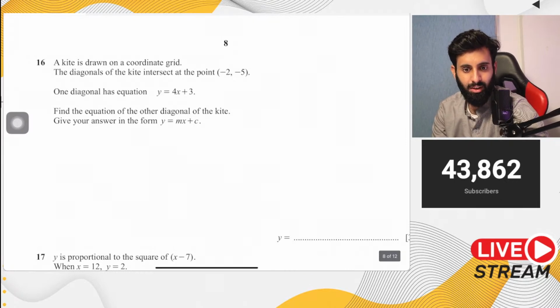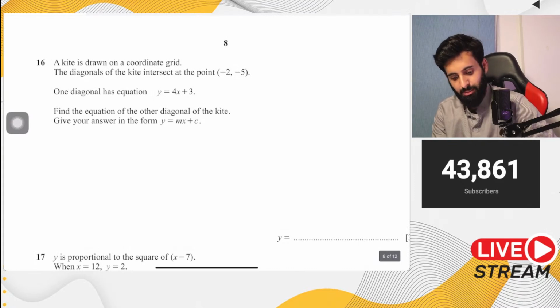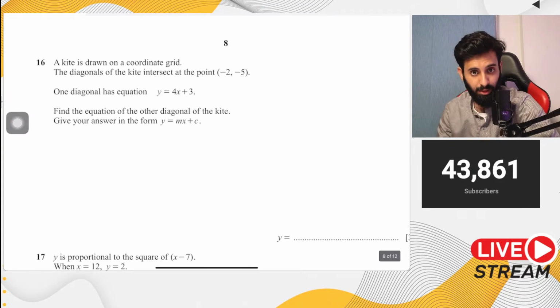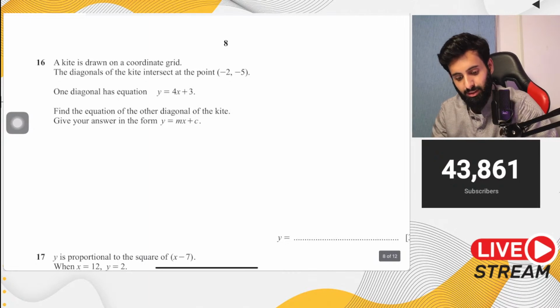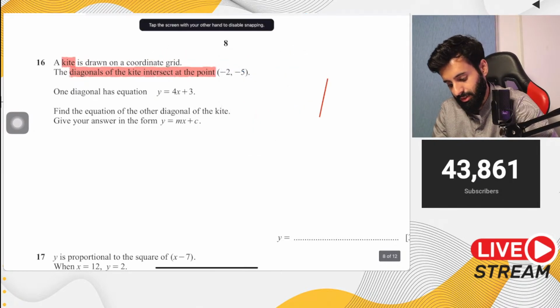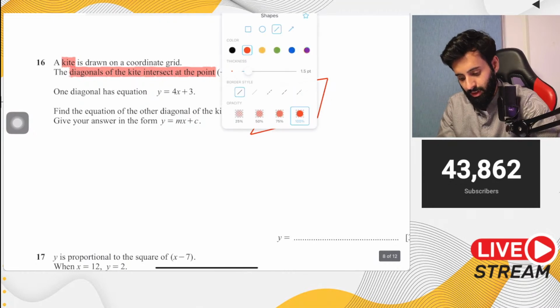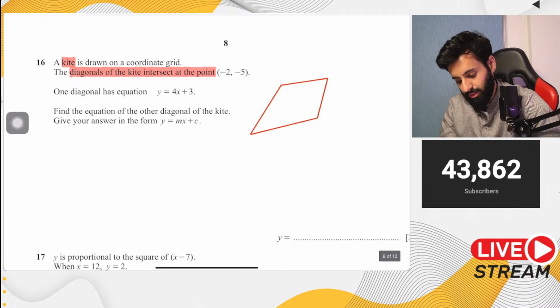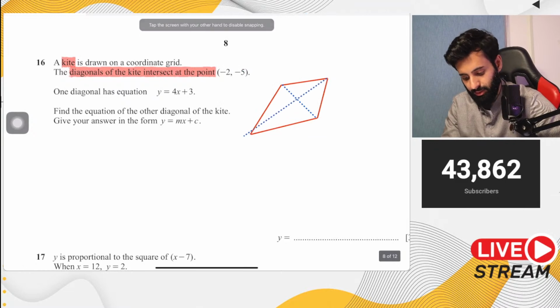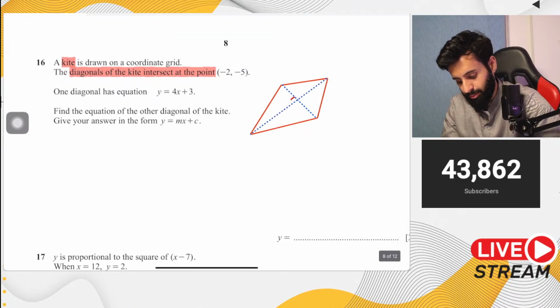Alright, now let's see how we can solve this question. Because we're dealing with a kite over here, remember the diagonals of a kite are perpendicular. The question told you it's a kite, so we're talking about a kite. The diagonals of a kite are perpendicular. Just so you know what a kite looks like, this is what it looks like. Now here is one diagonal and here is the other diagonal, and the diagonals are perpendicular.